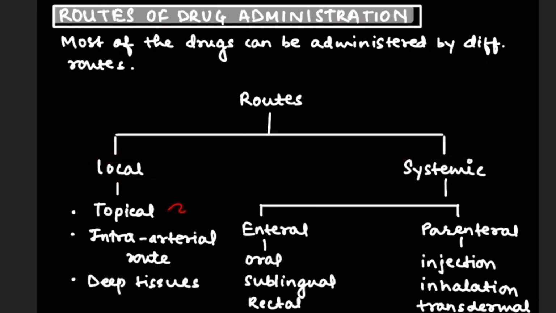In local, there are different routes. First is topical, then intra-arterial, then deep tissues. And in systemic, there are again two routes, that is enteral and parenteral. In enteral, we can use different routes, that is oral, sublingual and rectal. In parenteral, we can use injection, inhalation and transdermal. Now we are going to see all these things one by one in detail.